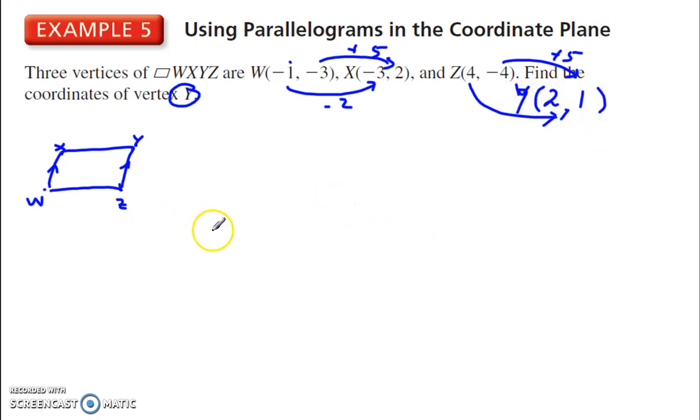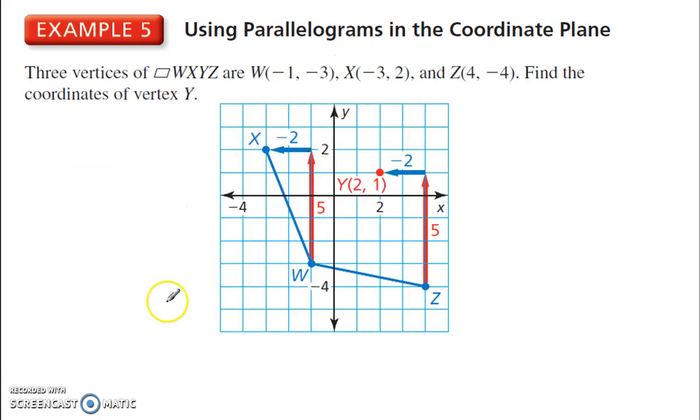Pretty easy. The other thing that you could do is you could graph this. Okay, if you graph it, you graph the different points and say, okay, here's W, there's X. I need a parallel line to this, so I'm going to have to travel the same distance. So I go up 5, left 2. So from this point, I'd have to go up 5 and left 2, and there is Y.